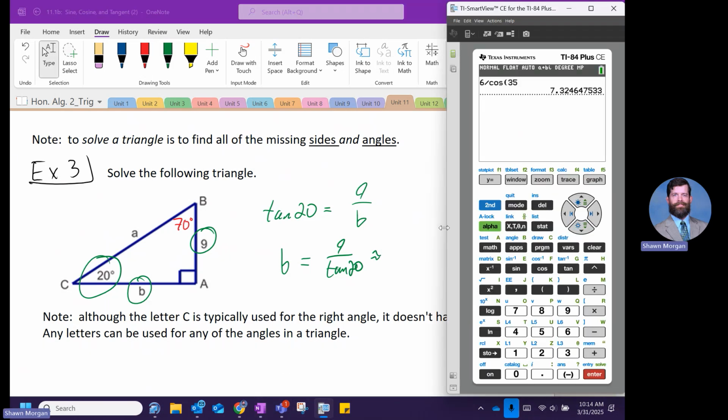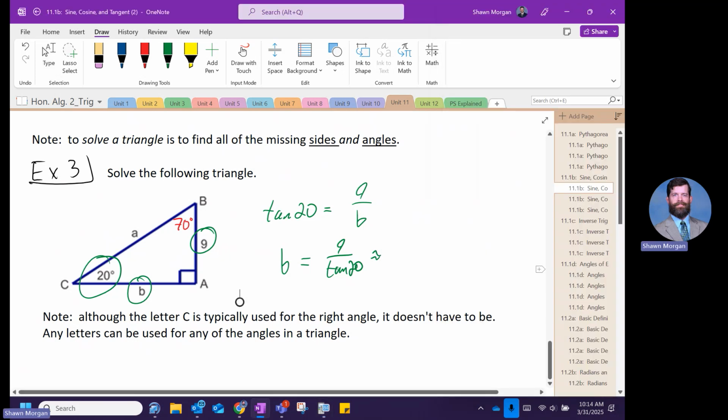All right. So we did 9 over tangent of 20. What mode am I in? Degree mode. That's right. And so what Mario is saying, what if I did the tangent of 70 is B over 9, and I said 9 times the tangent of 70? You get that same value. So whatever floats your boat. Now, what did we get? 24.7? You guys concur with that?